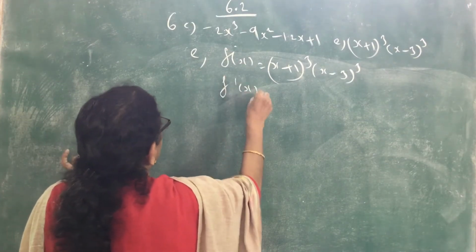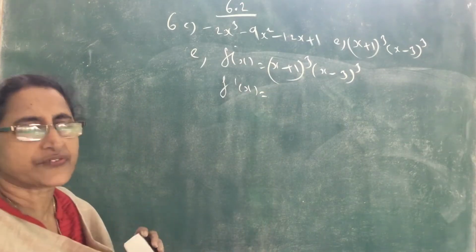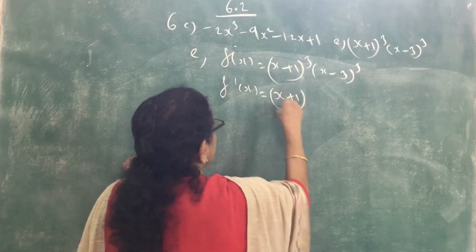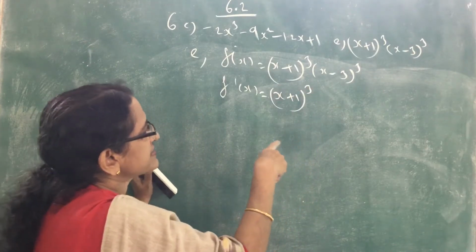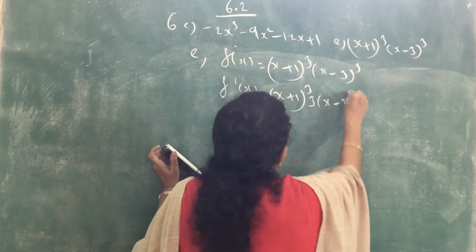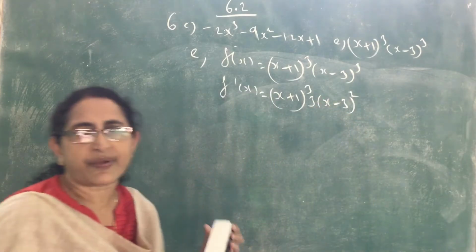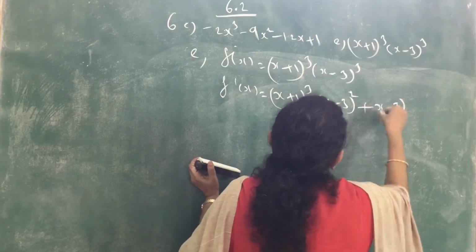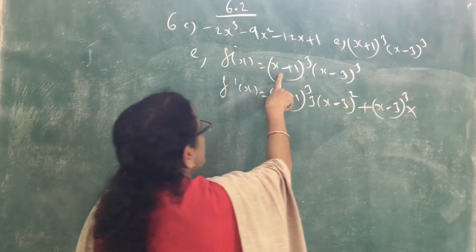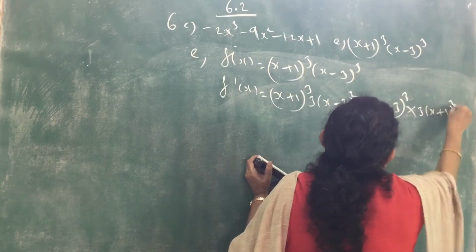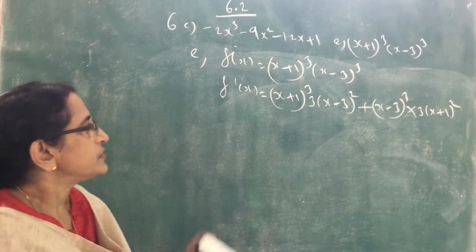f'(x) equals, here we have to apply the product formula. So first function into derivative of second. That is derivative of (x - 3)³, that is 3 into (x - 3)² into derivative of (x - 3), that is 1. Plus second function, that is (x - 3)³, into derivative of first, that is 3 into (x + 1)² into derivative of (x + 1), that is 1. So derivative over.